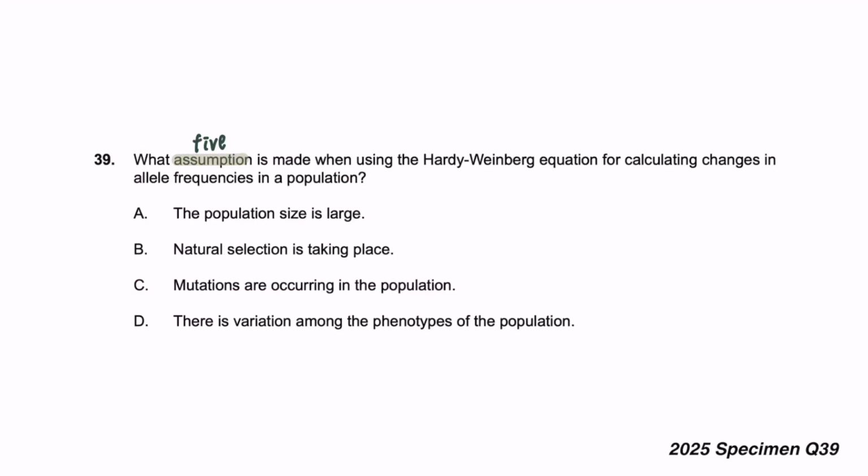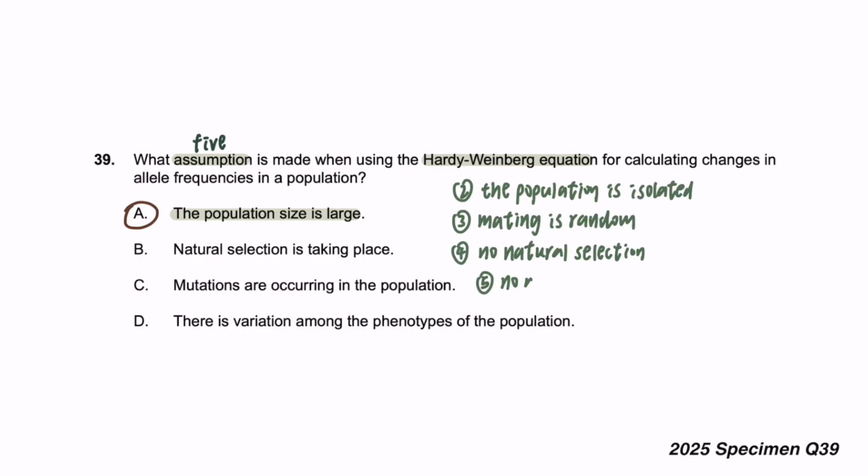There are 5 assumptions for the Hardy-Weinberg equation. The population size is large. The population is isolated, mating is random, there is no natural selection, and no mutation.